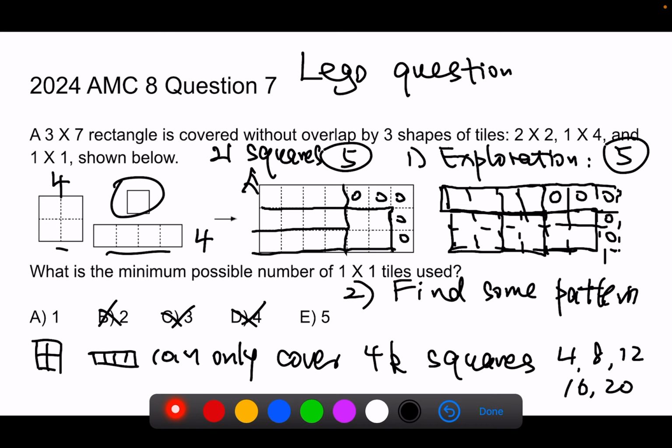And you can try a little bit longer to confirm, yes, there's literally no way I can use only one 1 by 1 tile. Then you can see the answer is going to be 5. So that's generally how we handle Lego questions. Remember, start from exploration to get a sense of how this looks. And then go ahead to find some pattern. And the pattern is here for you to be more confident, or 100% confident, in your answer. Thank you.